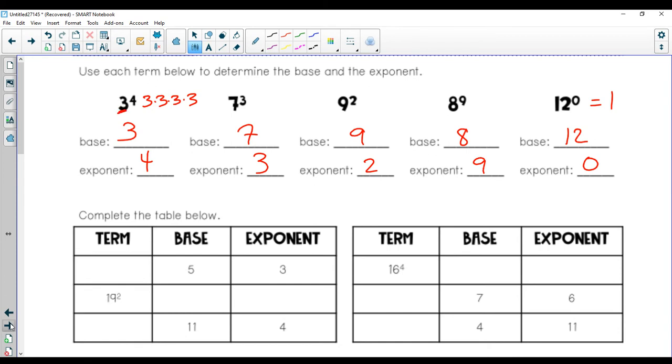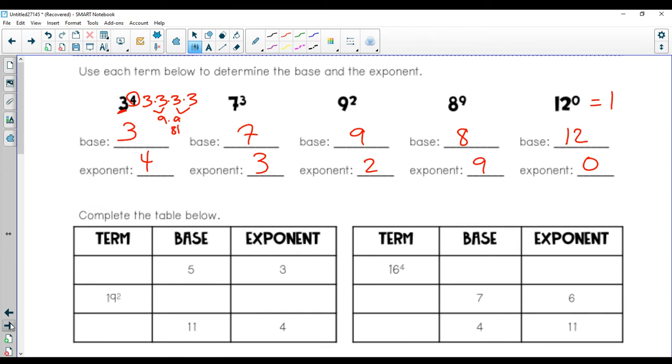3 is the number that we're multiplying. The exponent tells us how many times we're going to multiply it. So, not 36. 3 times 3 times 3 times 3. 3 times 3 is 9. 3 times 3 is 9. It would equal 81.